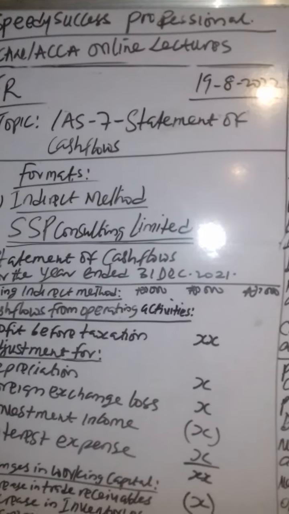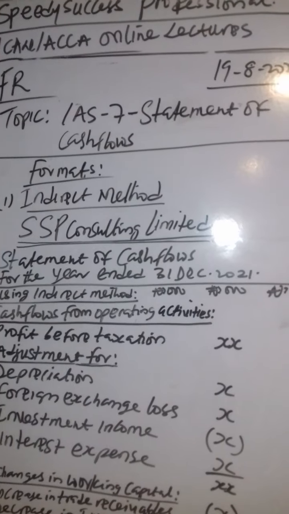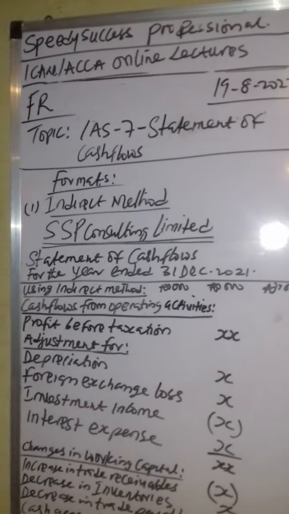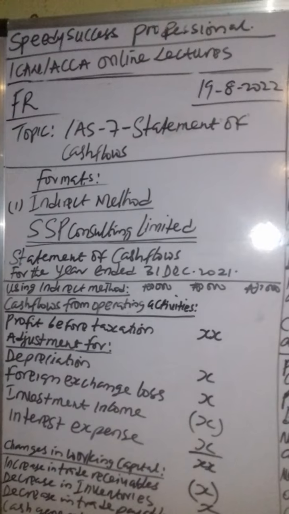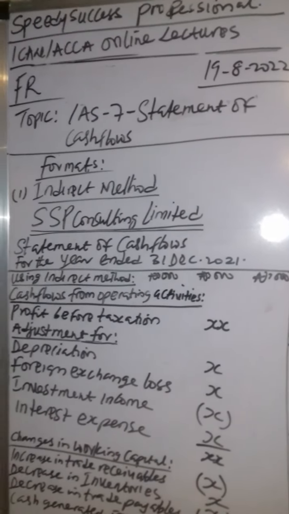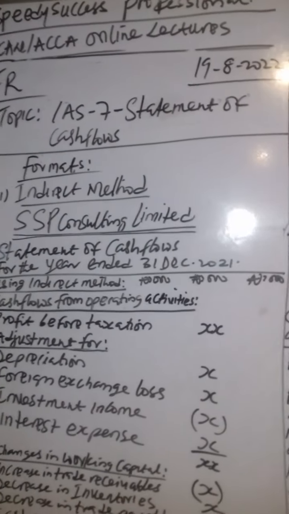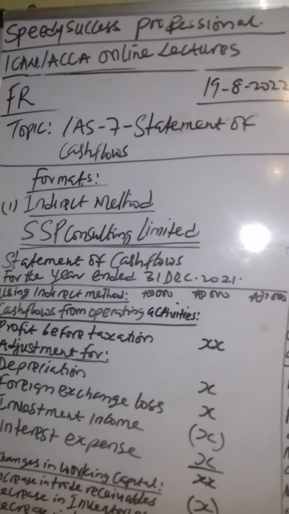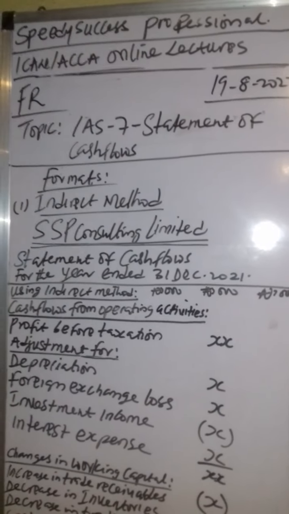Now, the statement of cash flow, before I show the complete format, is a statement that is required by IAS 1, that is International Accounting Standard 1, known as presentation of financial statements. This standard requires that a statement showing the liquidity of a company must be included in the statements prepared as the annual report of a company.